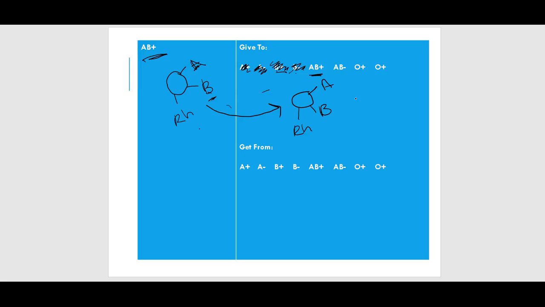So let's look at AB negative. AB negative blood has A and B, and it has antibodies against RH. So we could not put this red blood cell into this blood because the RH antibodies would attack the RH and it would hemolyze or rupture.